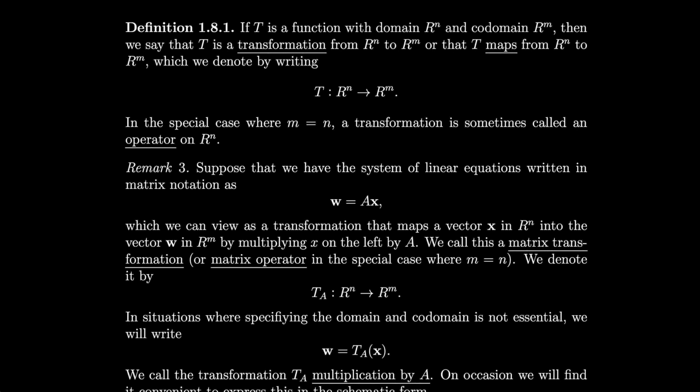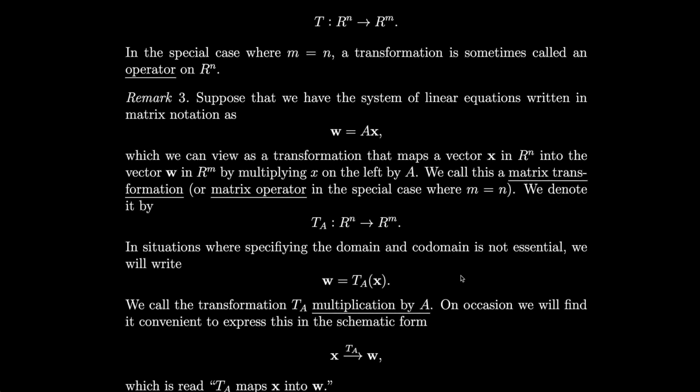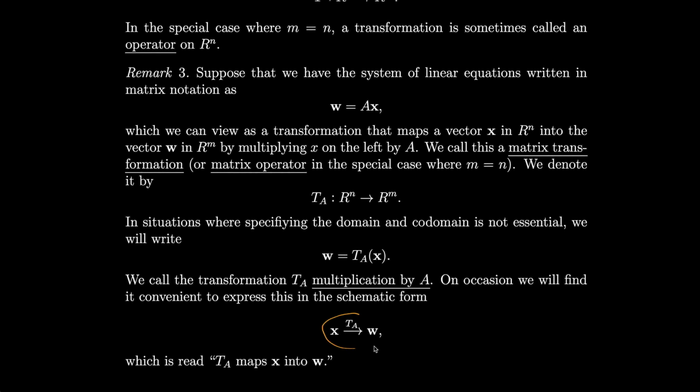In situations where specifying the domain and codomain is not essential, we will write w equals TA of x, and we will call the transformation TA multiplication by A. On occasion, we will find it convenient to express this in the schematic x with this little arrow over here to w, where we put the transformation above the arrow, which is read TA maps x into w.